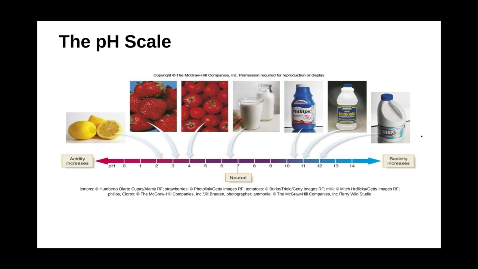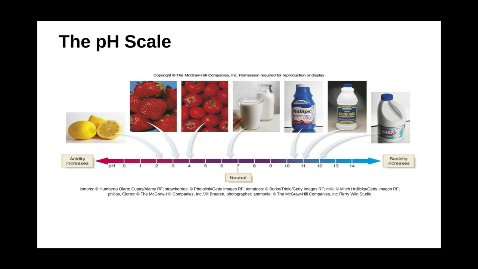And you can see a number of different common household things. Milk is about neutral. Pure water is 7. Tomatoes are 4. Strawberries are 3. Lemons are 2. Sodas are about 2, right? Now, very strong things like antacids are a pH of about 10. Ammonia or chlorine, which you might use for cleaning, are 10 and 11. So common things you know in your house fall on this pH scale.